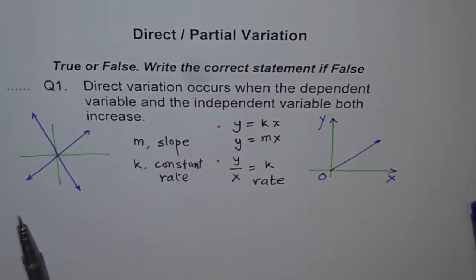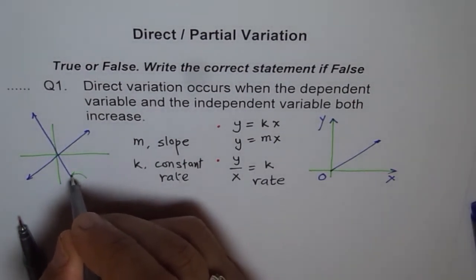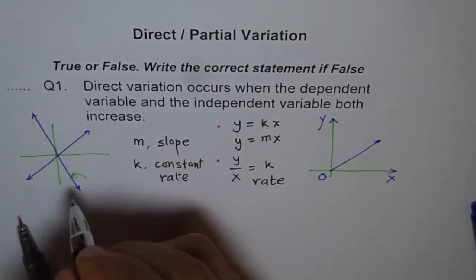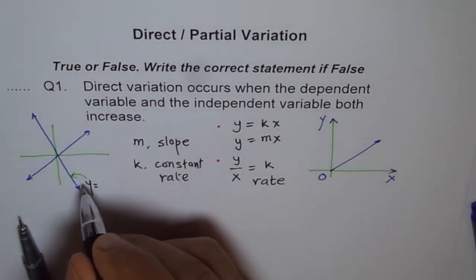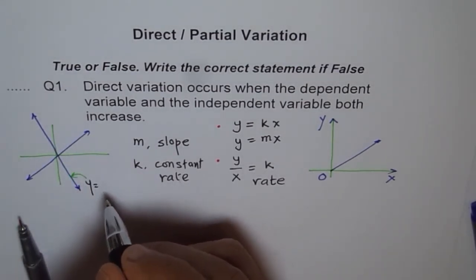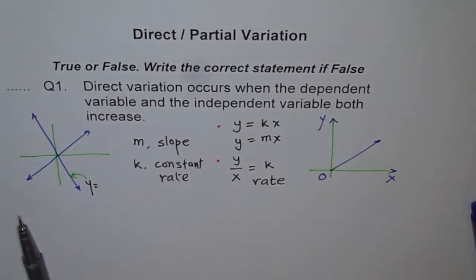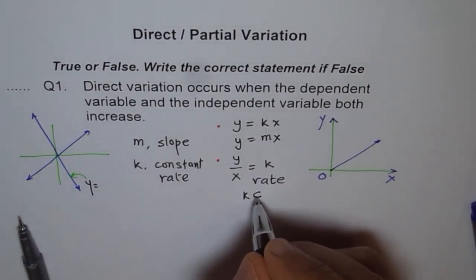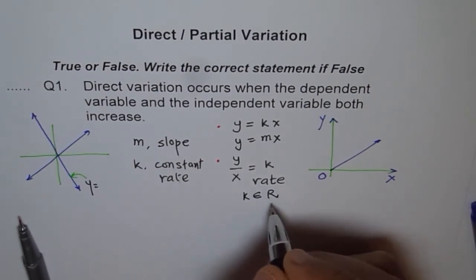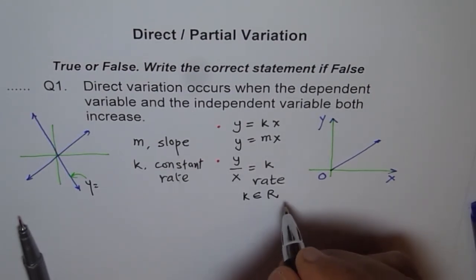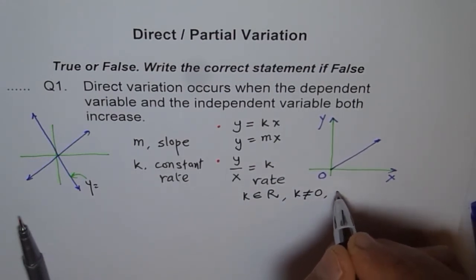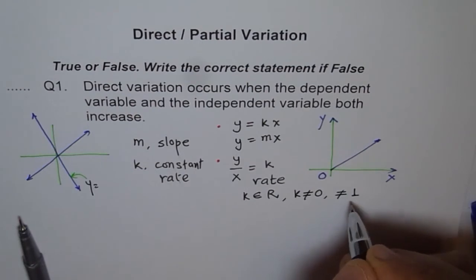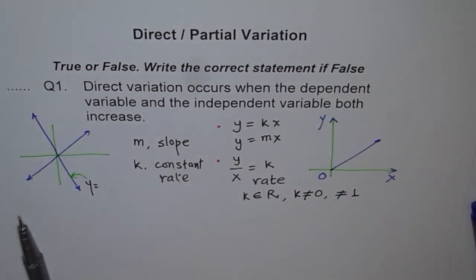The only thing here is that the equation of this will be y equals, let us say, minus kx. K is negative here, but that's fine. K can have any real value, where k belongs to the set of real numbers. K can have any real value, but k is not equal to 0 and k is not equal to 1. So these are the two restrictions on the constant.